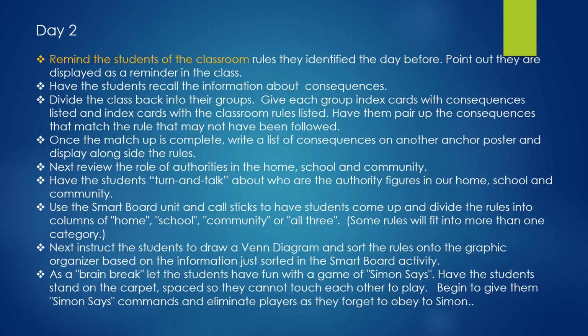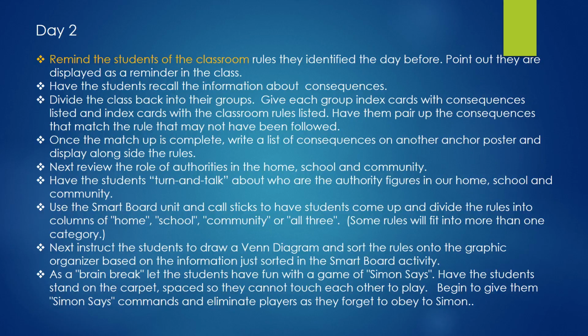Once the matchup is complete, write a list of consequences on another anchor poster and display that alongside the rules. Next, review the roles of authorities in our home, schools, and communities. Have the students turn and talk about who the authority figures are in each of these places. Use the Smartboard unit and call sticks to have students come up and divide the rules into the columns of home, school, community, or all 3. Some of these rules will fit into more than one category.